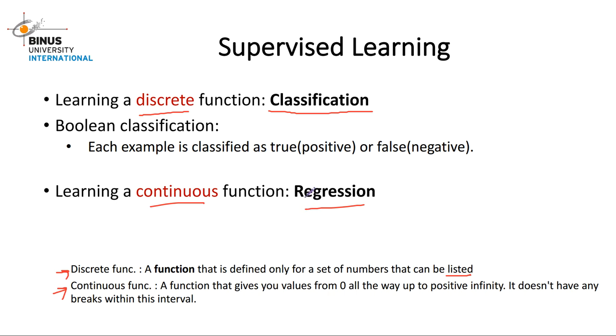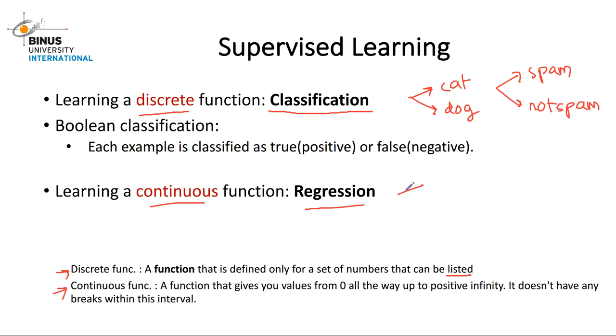Okay, what is a discrete function? A discrete function is something like this: cat, dog, spam, not spam. This is your classification problem.